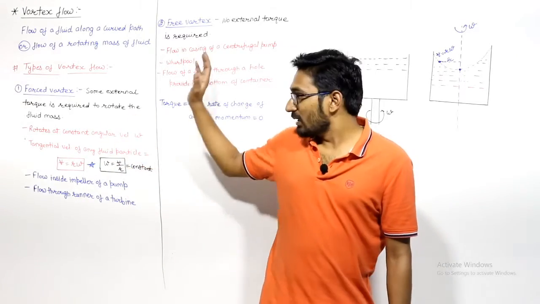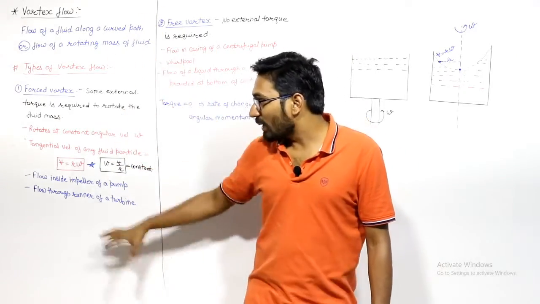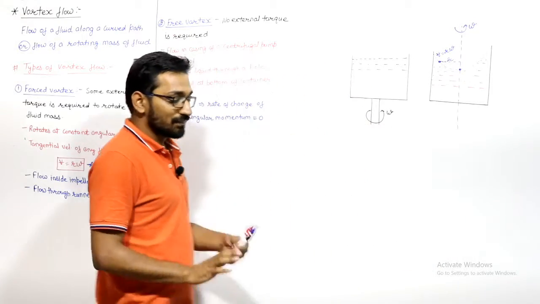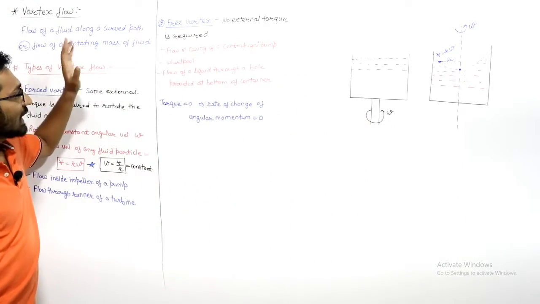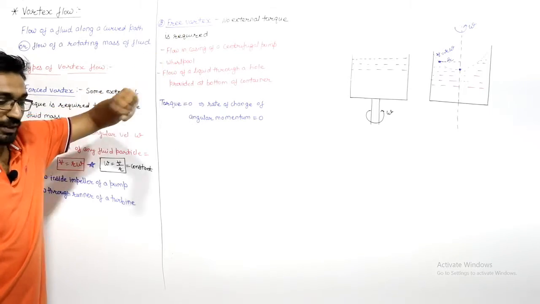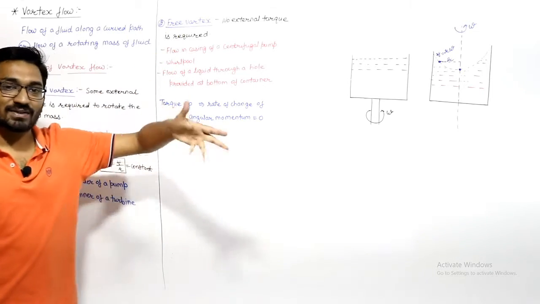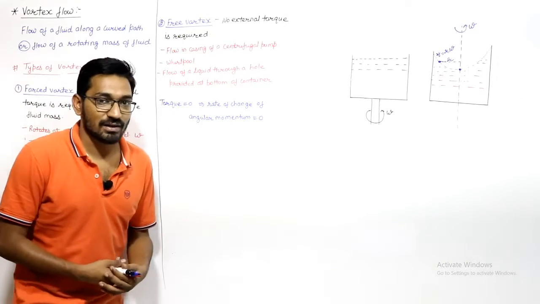We will list some equations for the forced vortex in our later discussions. The second type of vortex flow is known as free vortex flow. In free vortex flow, no external torque is required. We are not giving any external torque, right?